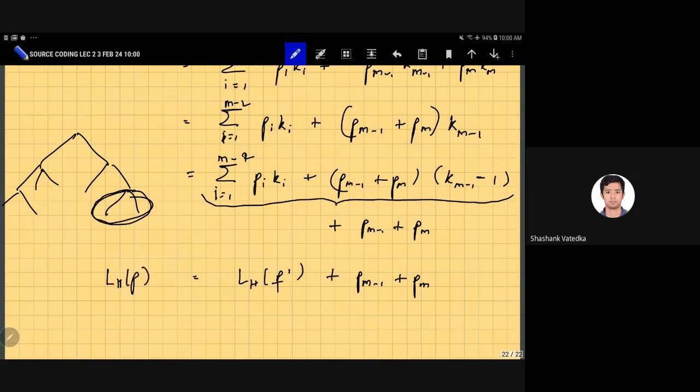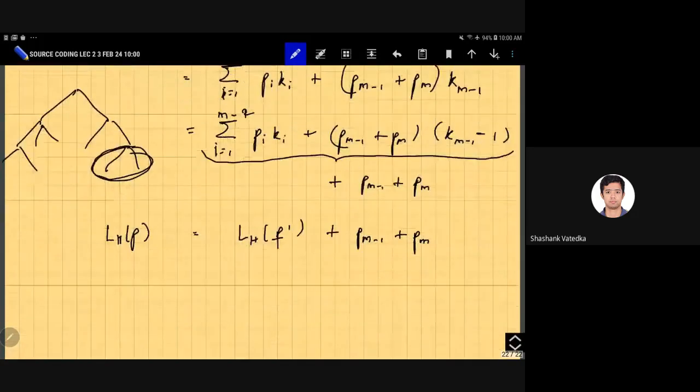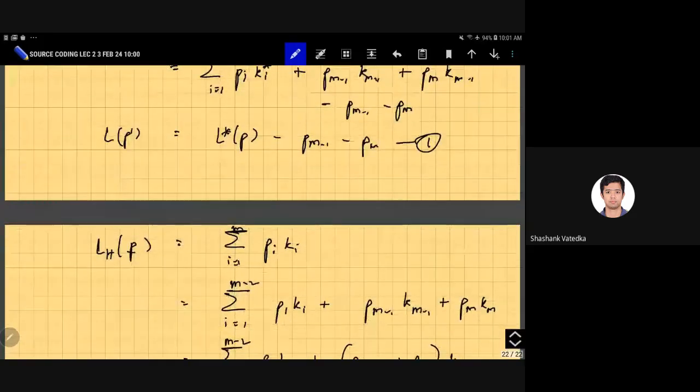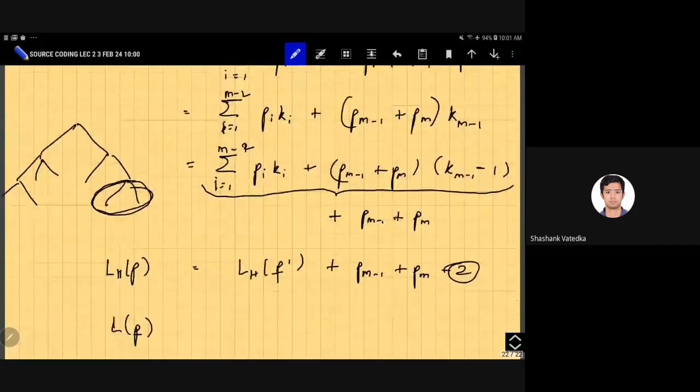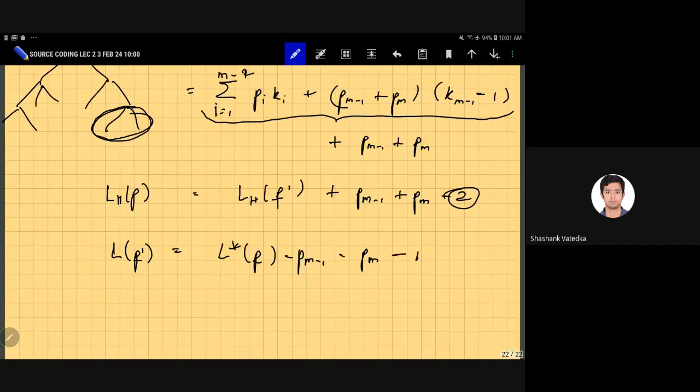So L_H(P) is equal to L_H(P') plus p_{m-1} plus p_m. Let me call this equation 2. Now what was equation 1? Equation 1 said that L(P') is equal to L*(P) minus p_{m-1} minus p_m. Correct? So this was our equation 1.